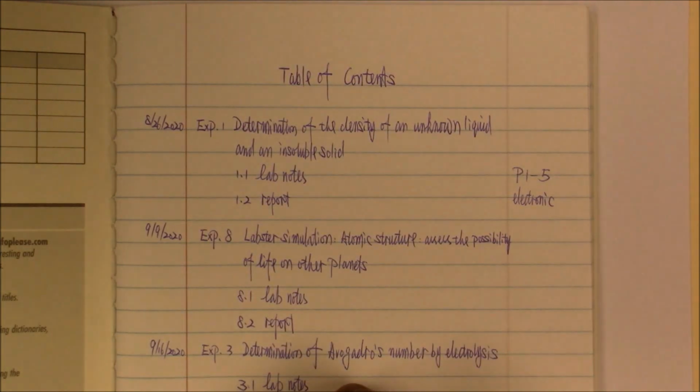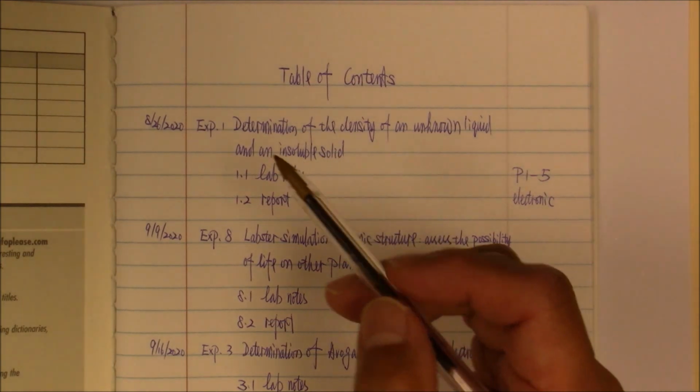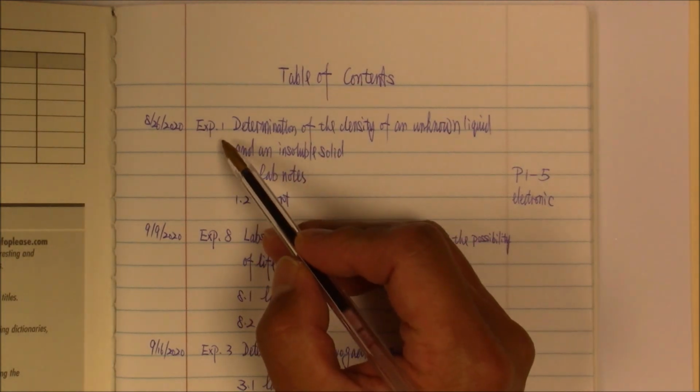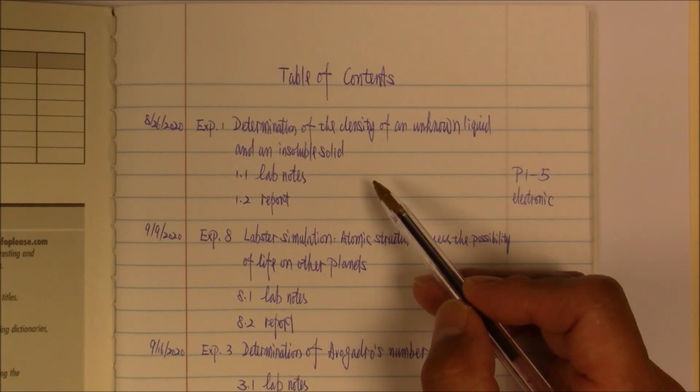The first column is the days of the experiments. The third column is the page numbers of the experiments. In the middle, you must put down the experiment number and the experiment title. The experiment title must be the same as in the handout.